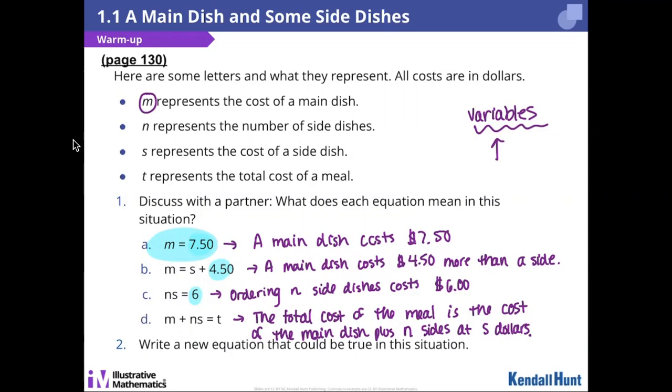Now, could we make some other assumptions? Sure. Could we say if I take the cost of a main dish plus the cost of a side, for example, does that equal a total cost? Yeah, that is something that works. That's a person where they only bought one side essentially.